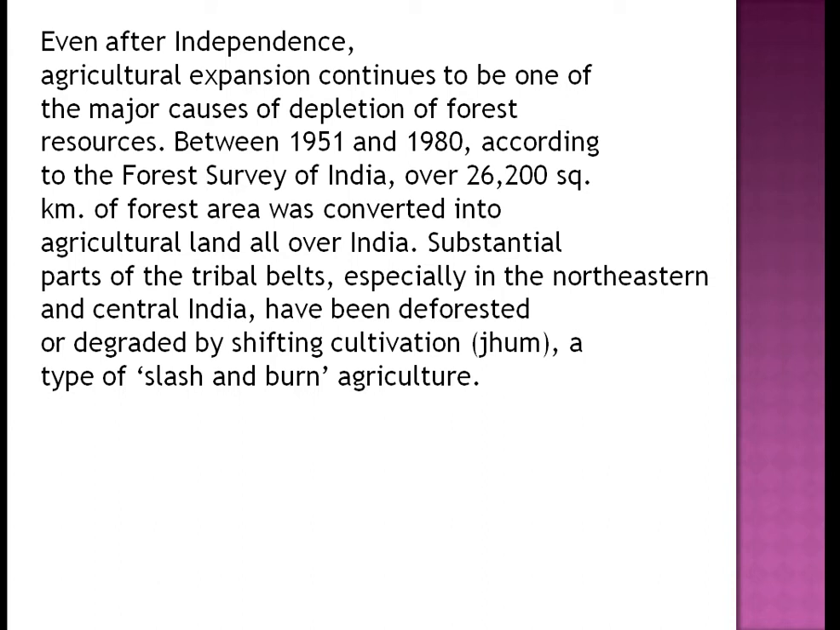So the forest resources are depleted. Between 1951 and 1980, according to the Forest Survey of India, over 26,000 square kilometers of forest was converted into agricultural land. All over India, subsequently, parts of the tribal belt, especially in northeastern and central India, have been deforested or degraded by shifting cultivation, which we are going to understand in detail in chapter number 4, agriculture. It is also called slash and burn agriculture, or jhum cultivation.